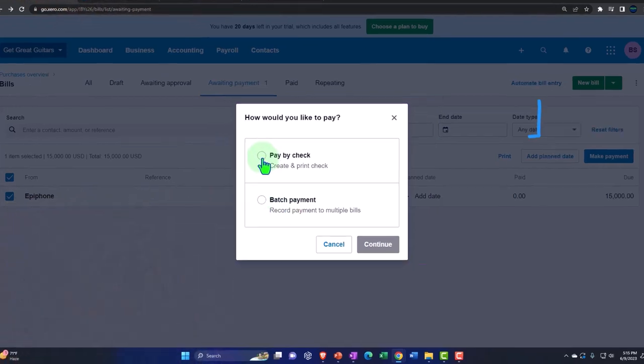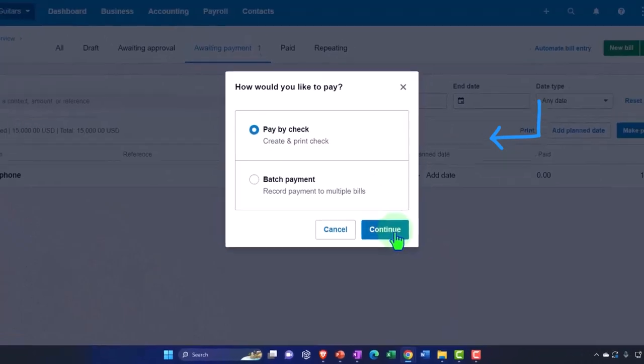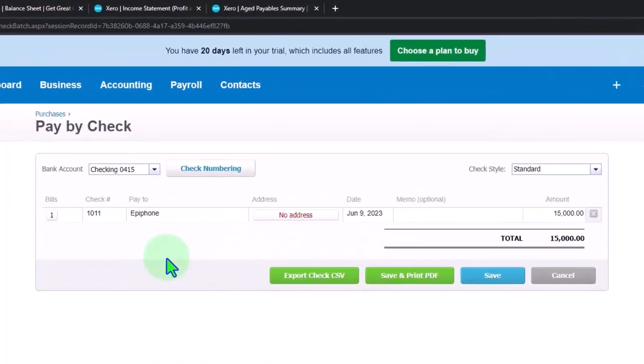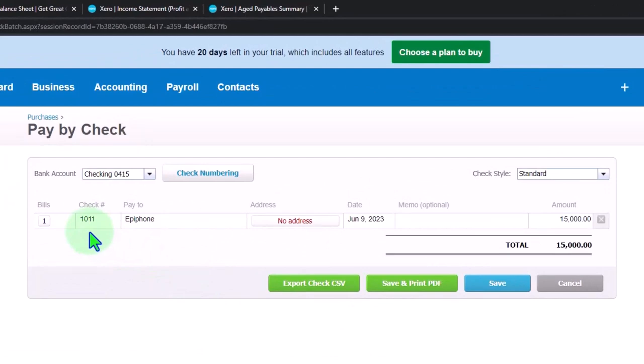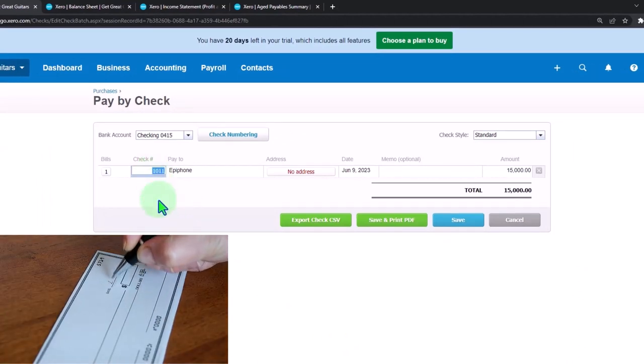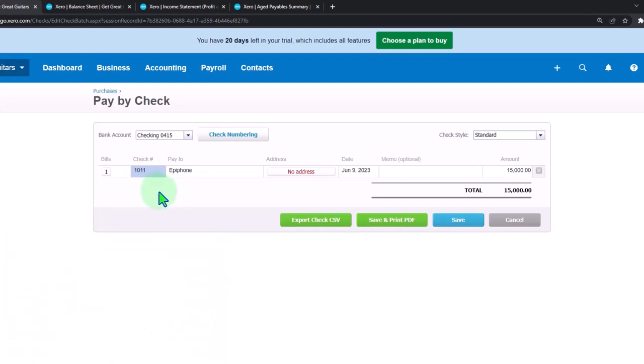I'm going to say pay by check, create and print check. I'm going to say continue. And so here it is. If we were actually printing the checks, we'd have to put the physical checks in the printer and so on and so forth. If you don't have an actual check and you're paying it electronically, but you're using this system to do so, then maybe you could remove the check number here if it was electronic.